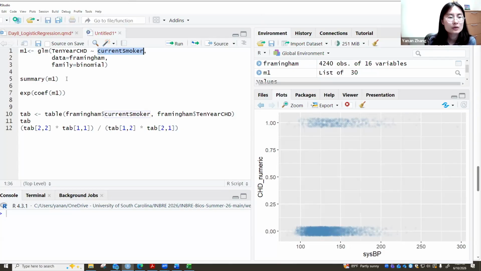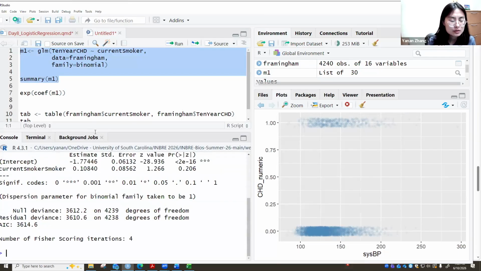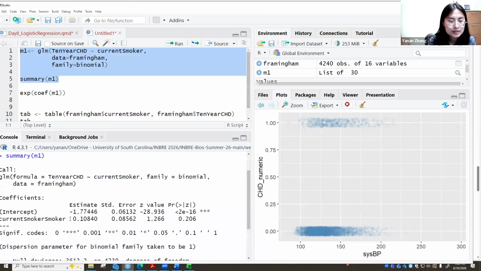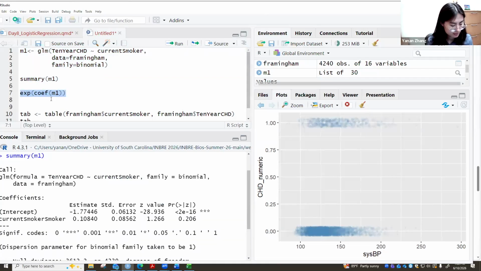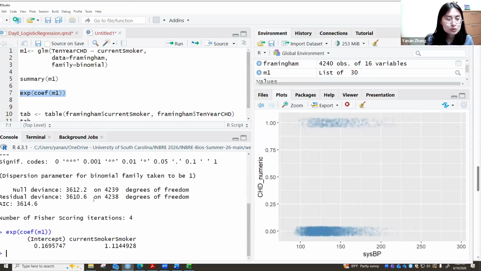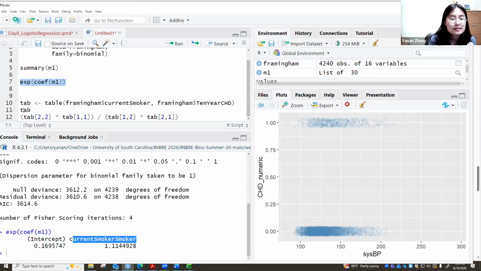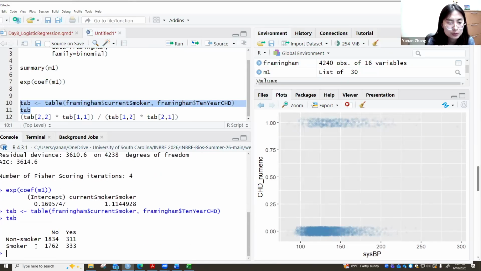And we can look at the summary of the results. So point 1, which is the estimate on the log odds scale. To get the odds ratio, we need to take the exponential, right? So the odds ratio related to the smoking status is about 1.114. That's what we estimated from the logistic regression. Now, let's use the little formula. So first, let's create these 2x2 tables.